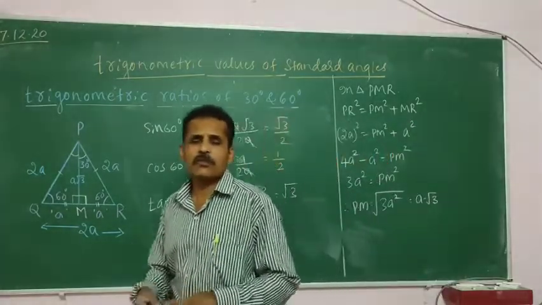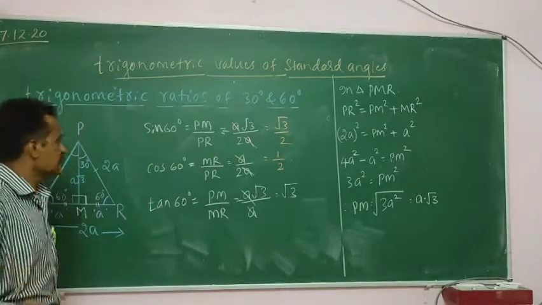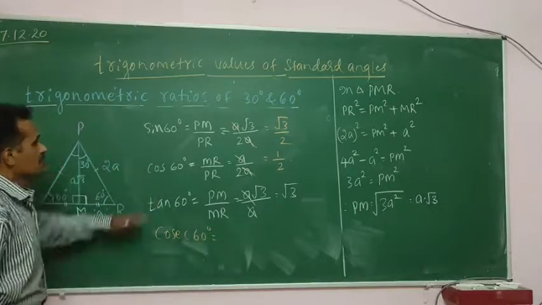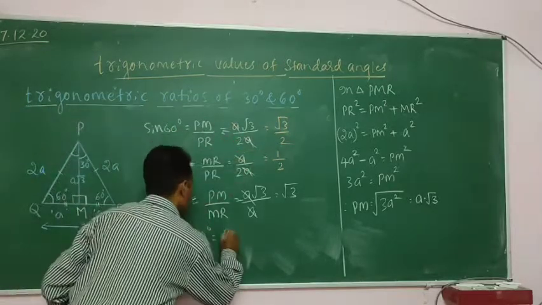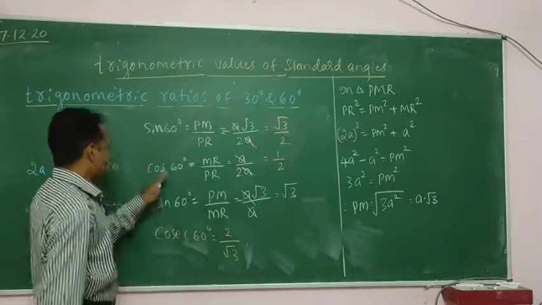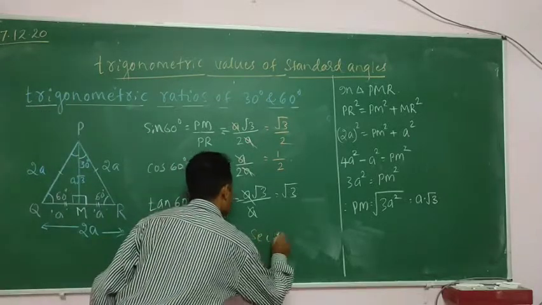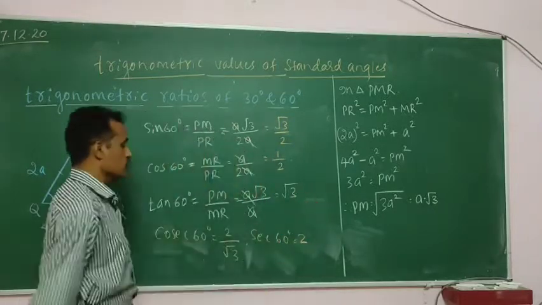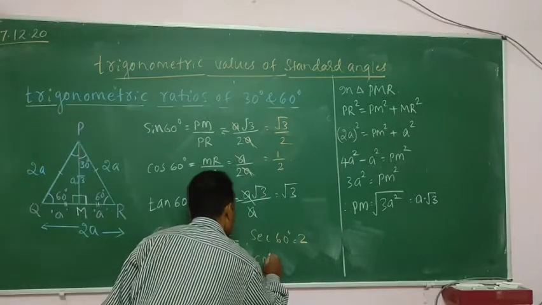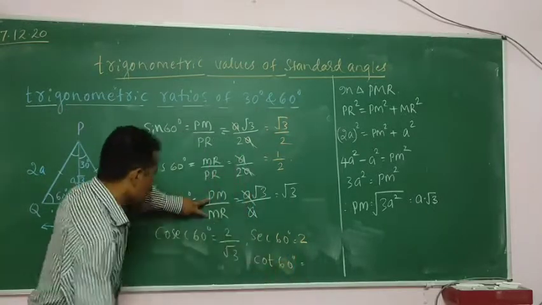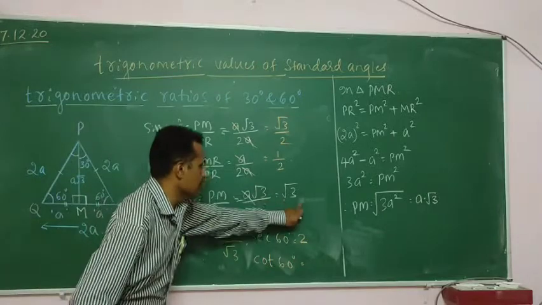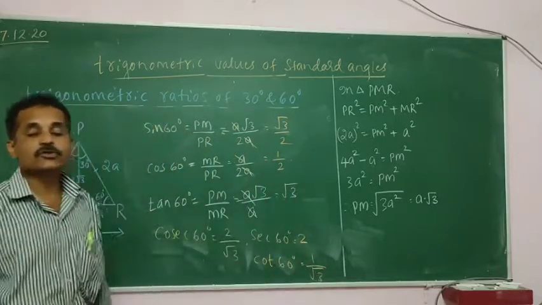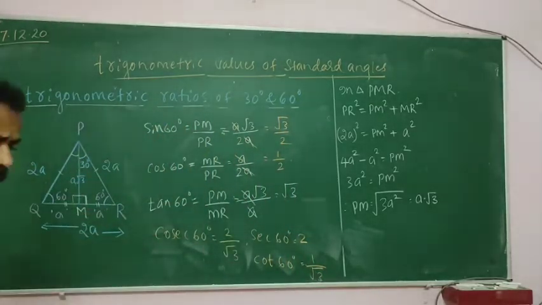जब मैं sin cos tan को पता कर सकता हूं तो बाकी के तीन ऑटोमेटिकली लिख सकता हूं. It is cosec 60. इसको उल्टा करो यानी 2 by root 3. Sec 60, इसको उल्टा करो मतलब 2 by 1 यानी 2. एट लास्ट cot 60, इसको उल्टा करना है मतलब 1 by root 3. These are the values of cot 60.